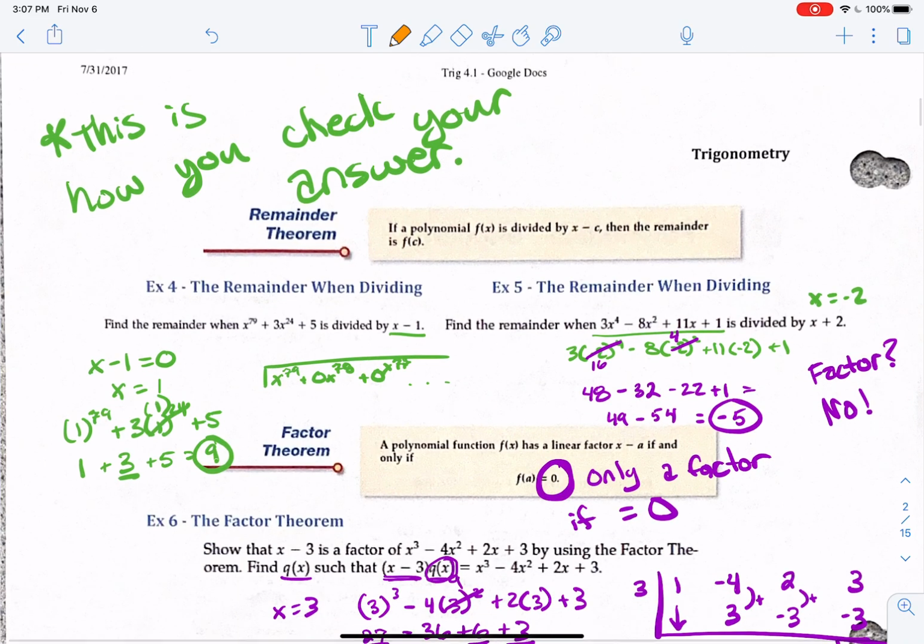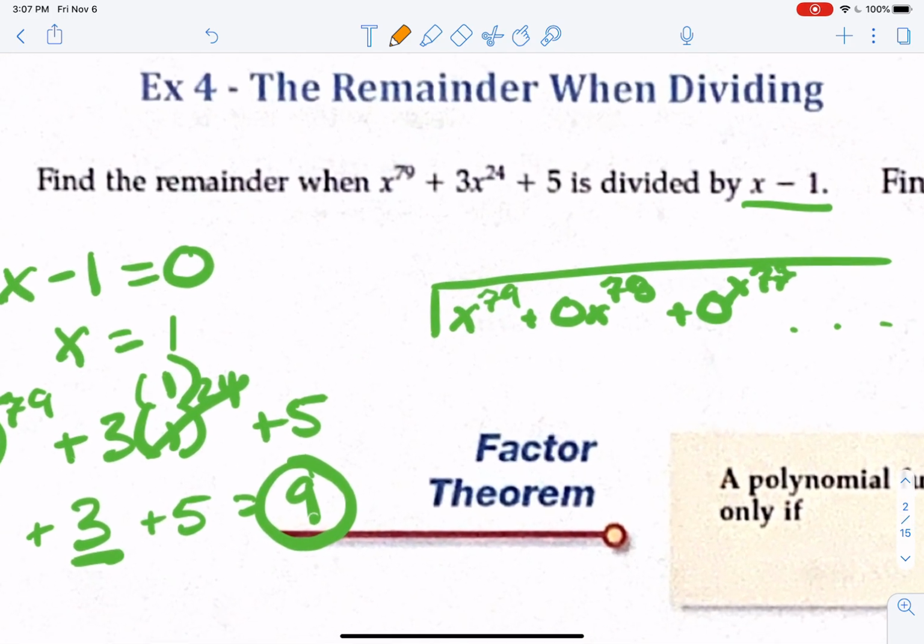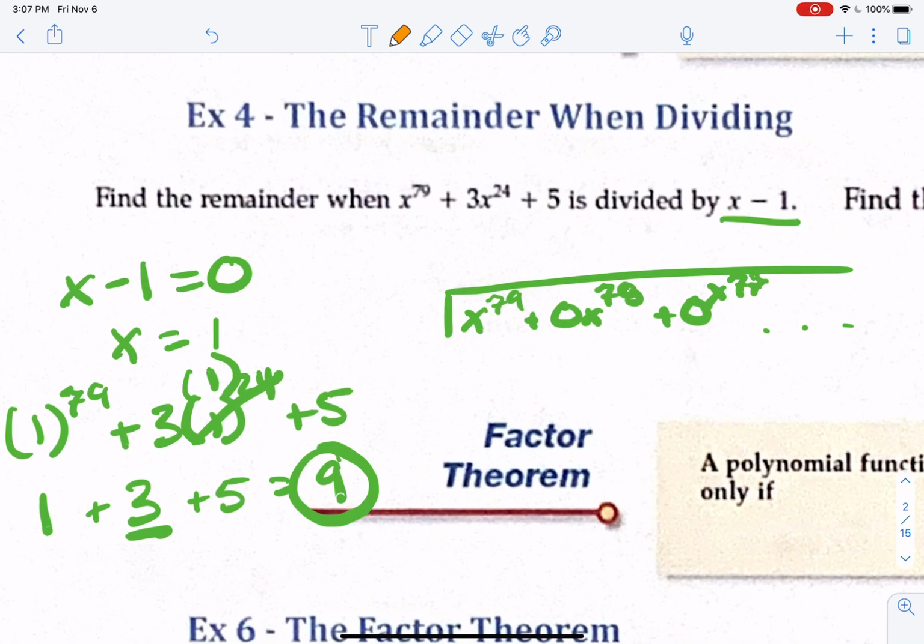The remainder theorem is the next thing that they talk about. And if we look at example 4, I'll explain to you how this works, okay? Find the remainder when we're taking this thing and dividing by x minus 1, okay?